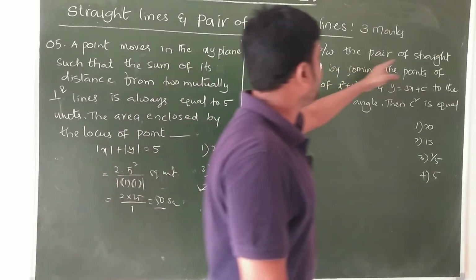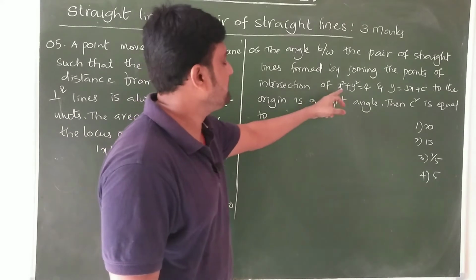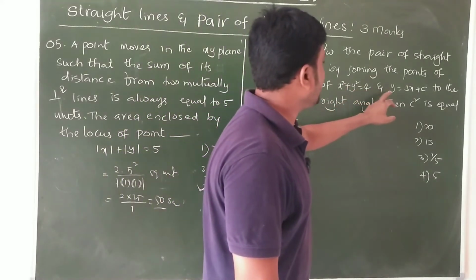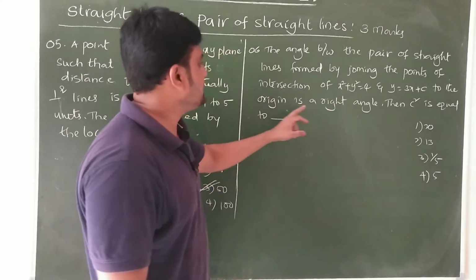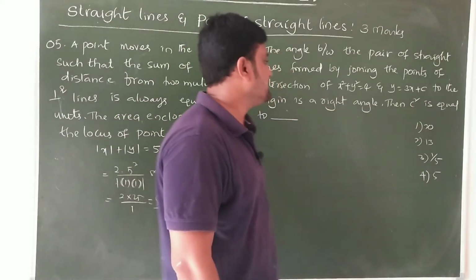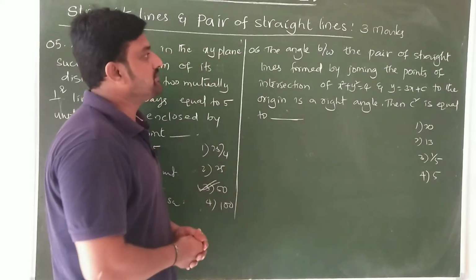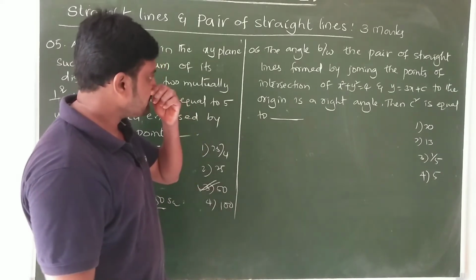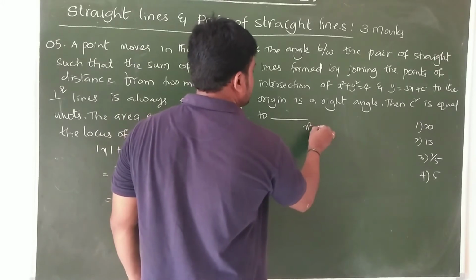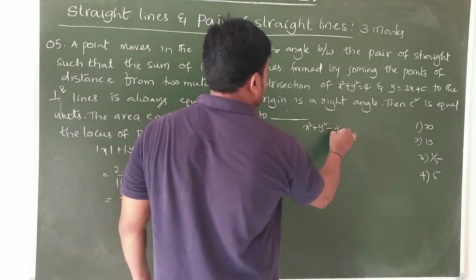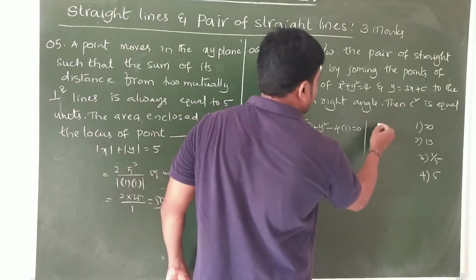The angle between the pair of straight lines formed by joining the points of intersection of x square plus y square equals 4 and y equals 3x plus c to the origin is a right angle, then c square is equal to what? Okay, actually it is a pair of straight lines problem. Then we have to homogenize the equation x square plus y square minus 4 into 1 equals 0.